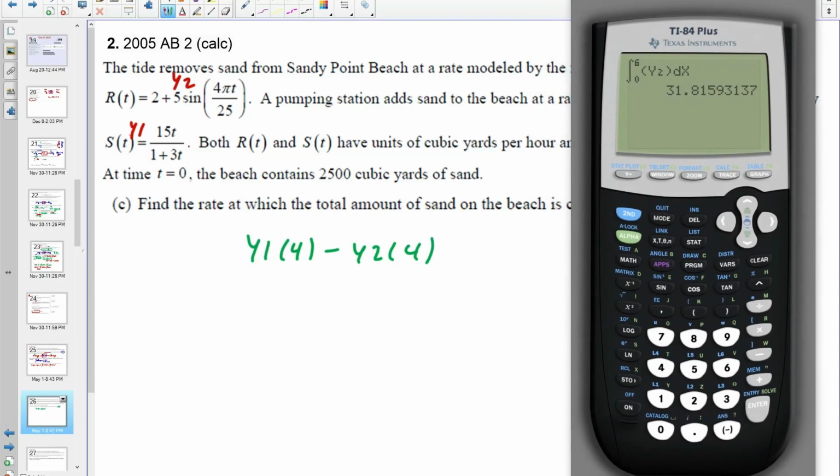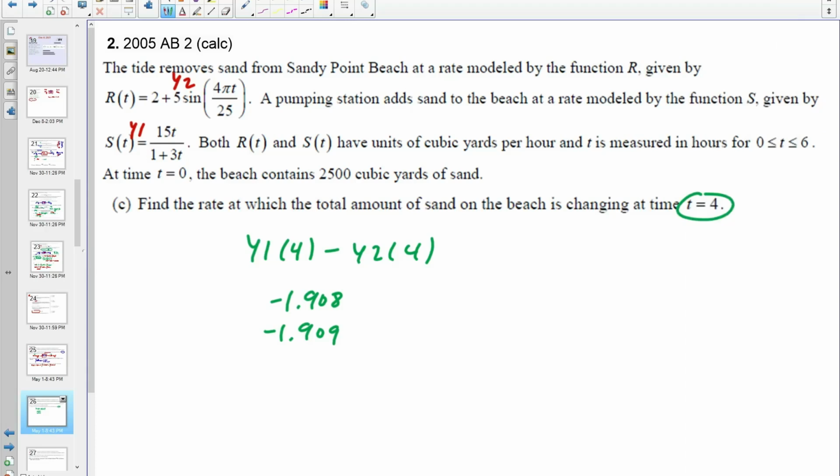So I'm going to put this into my calculator. Alpha trace y1 open parentheses 4 minus alpha trace y2 open parentheses at 4, and I get negative 1.908 if I truncate, negative 1.909 if I round correctly. Does it ask me for units? No, it doesn't ask me for units, so I don't need to put units. But it is a rate, so if I were to put units, it would be cubic yards per hour. But again, don't put units unless they ask for it.